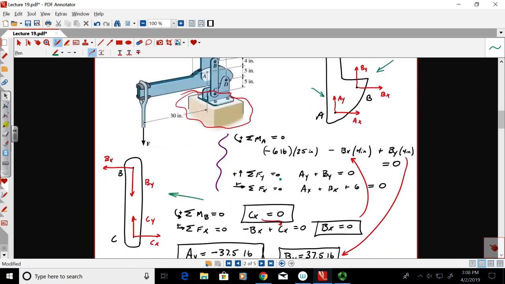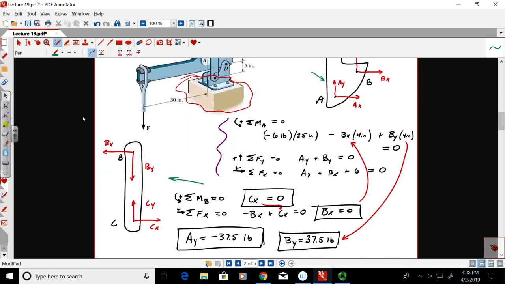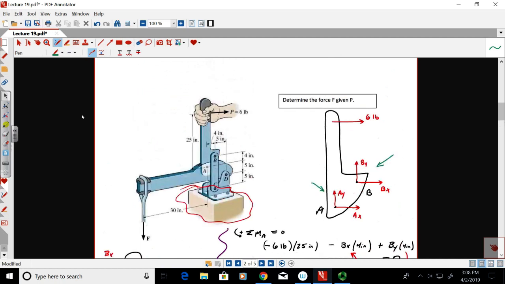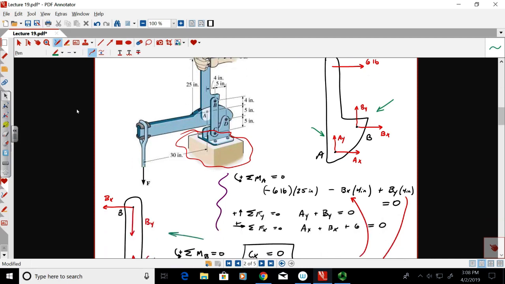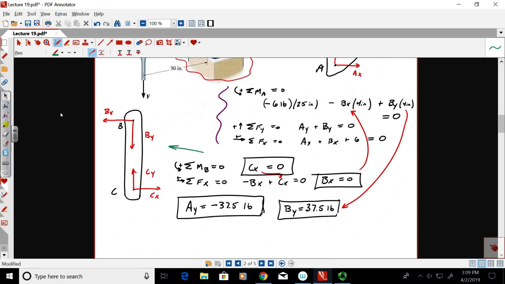And by the way, now that BX is equal to 0, we see that in the handle, because we solved it for the short length BC, right? So now that BX is equal to 0, we can also figure out AX, can't we? Because if you look at the equation here, AX plus BX plus 6 equals 0. So if BX is equal to 0, AX is equal to minus 6, right?